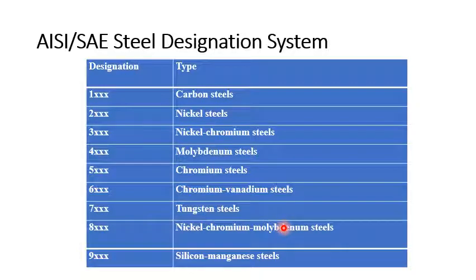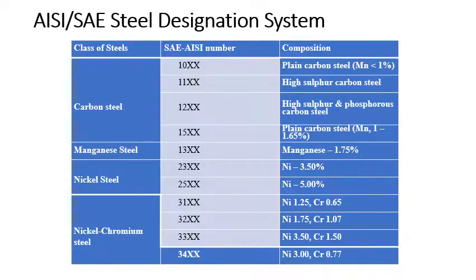The first digits will indicate, say, SAE 1020. Now 1 indicates it's a carbon steel. Similarly, when you look at the second digit, say for example 10XX, this is a plain carbon steel, and 0 means we don't have any minor alloying elements.